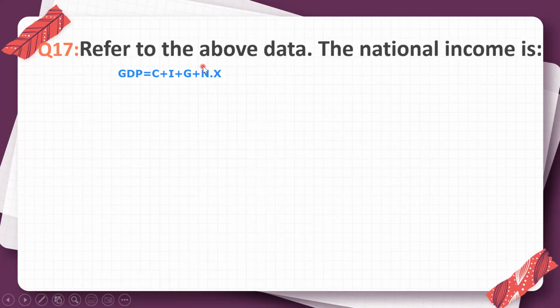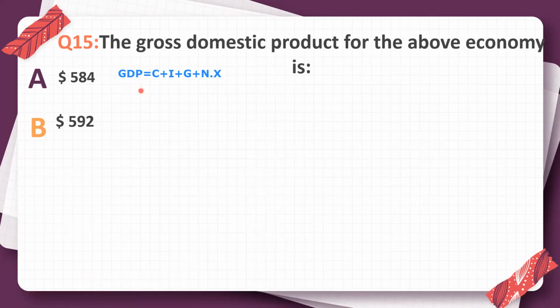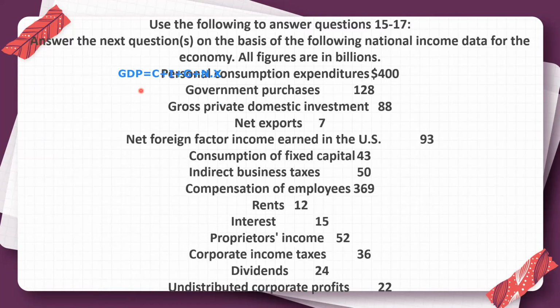Question 17, refer to the above data. The national income is obtained by the gross domestic product minus... we need here the gross national product: gross domestic product minus the net foreign factor income earned in the US, minus 93.